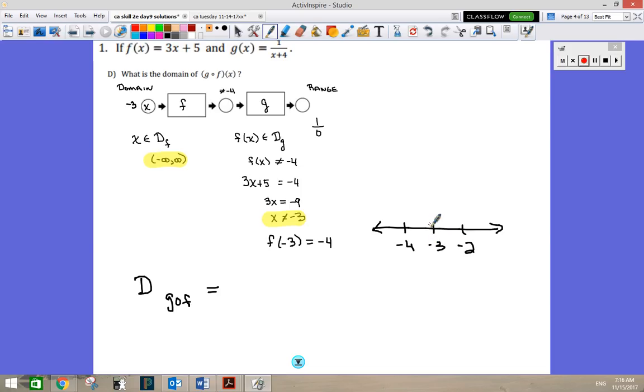I often just describe it as punching a hole in the number line. All the other numbers, we will not have a problem with any other real number. So any number that we select to be the input for this composition, as long as it's not -3, it will make it through both functions and it will produce a number in the range.